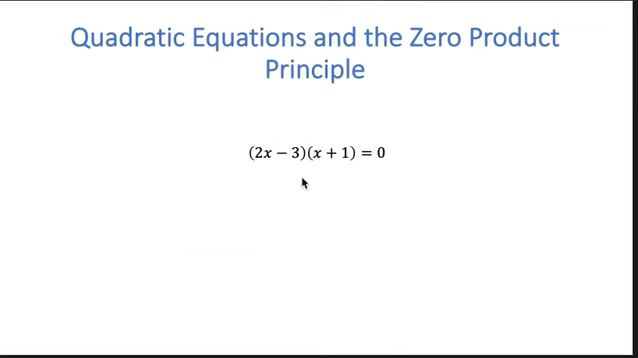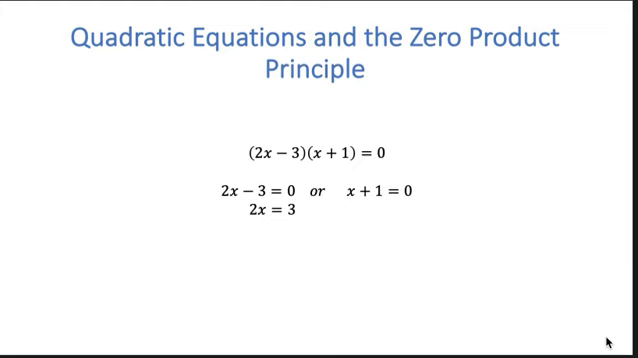Let me show you one where most of the work is done, you're almost at the end, and you have these 2 factors. 2x minus 3 times x plus 1 is equal to 0. Well, that zero product principle says if this times this equals 0, one of those has to be 0. So either 2x minus 3 equals 0 or x plus 1 equals 0.